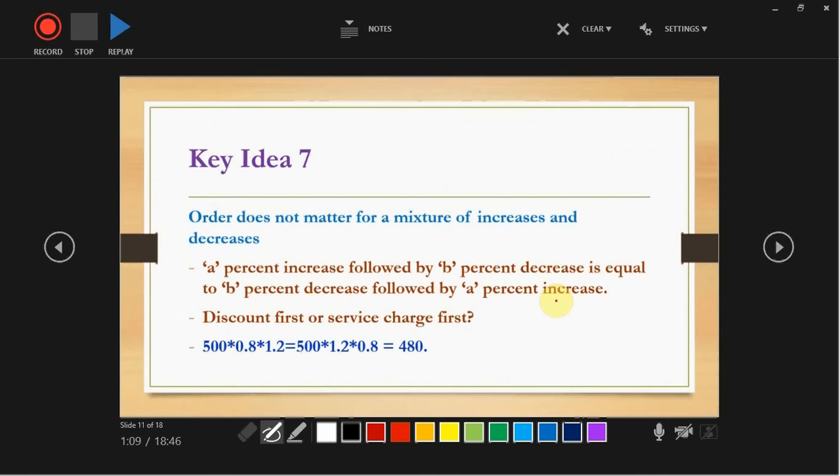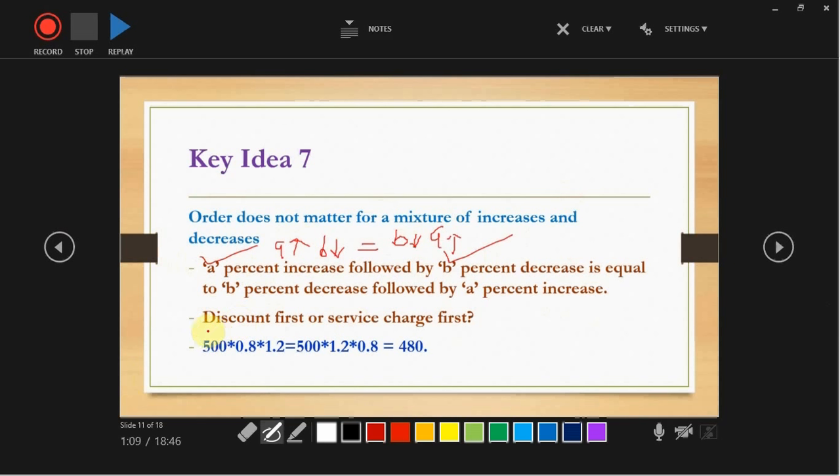Now we move to key idea 7. The order of increase or decrease doesn't matter. For example, A% increase followed by B% decrease is always equal to B% decrease followed by A% increase. Means the order in which A and B appear doesn't matter.